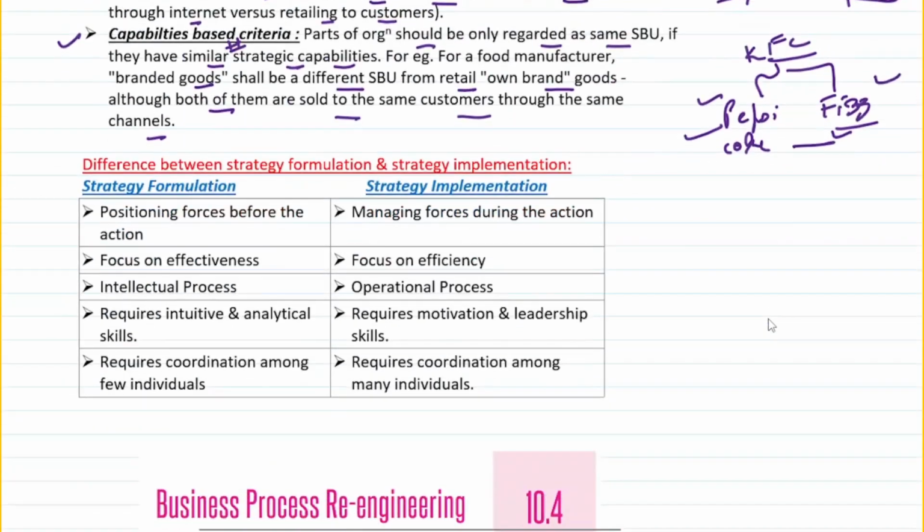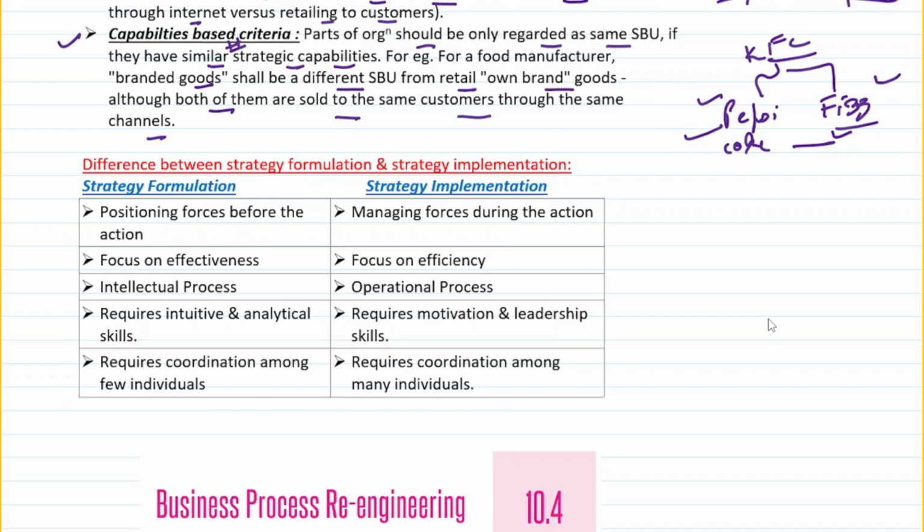Now moving on. The next part of your chapter talks about the difference between strategy formulation and strategy implementation, right? What exactly is strategy formulation? Strategy formulation is basically, rather, let us understand the difference between both.